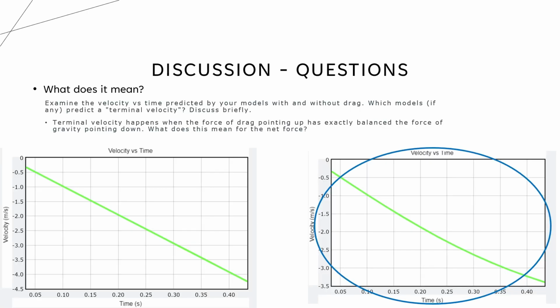For the discussion question, the model that considers the drag force predicts a terminal velocity, which is shown in the graph on the right. The terminal velocity is reached when the magnitude of the drag force equals the magnitude of the gravitational force. With that being said, the net force is going to be 0, and a constant velocity is reached as the velocity versus time graph is leveling off.